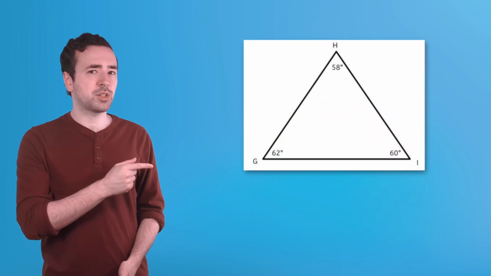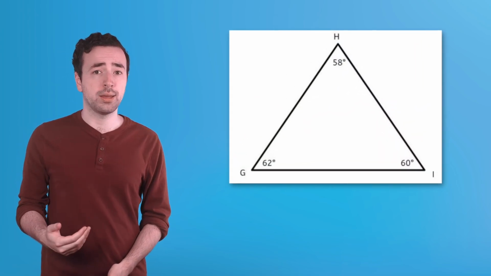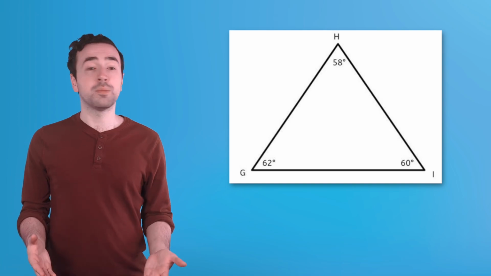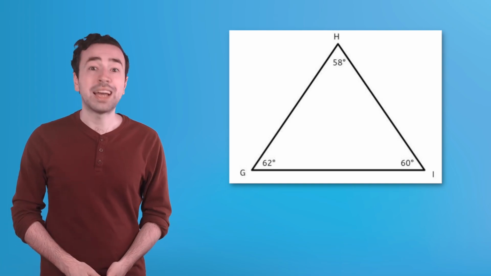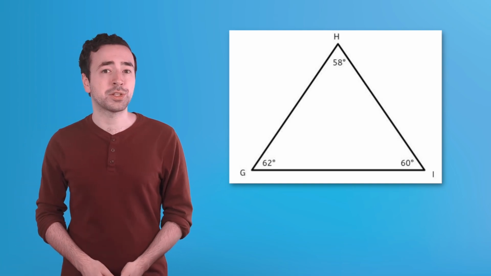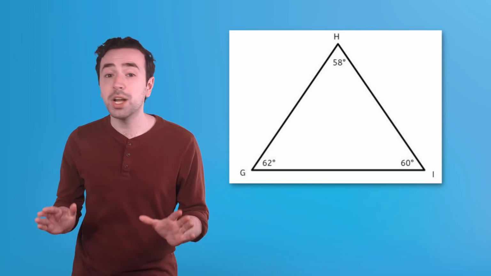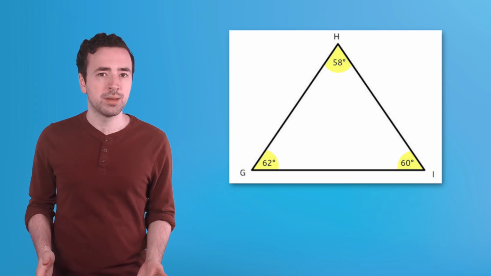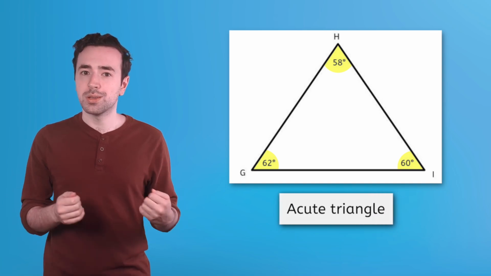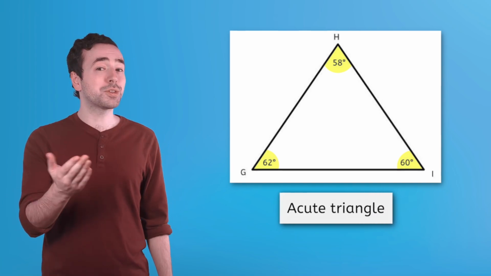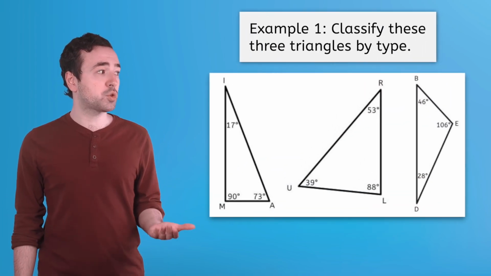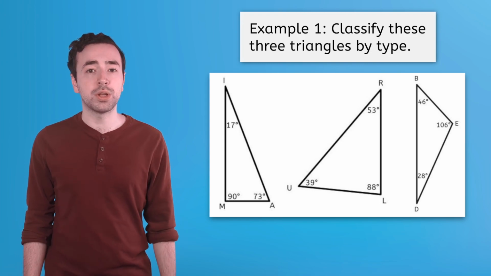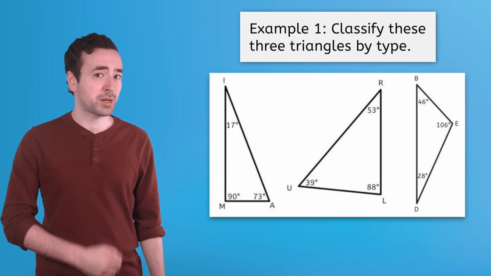What about this last triangle, triangle GHI? Angle G measures 62 degrees, angle H measures 58 degrees, and angle I measures 60 degrees. Those were all acute angles. When all three angles in a triangle are acute, that means it's an acute triangle. Now it's your turn. Classify these three triangles by type. Feel free to refer back to the completed table in your notes for help classifying triangles.